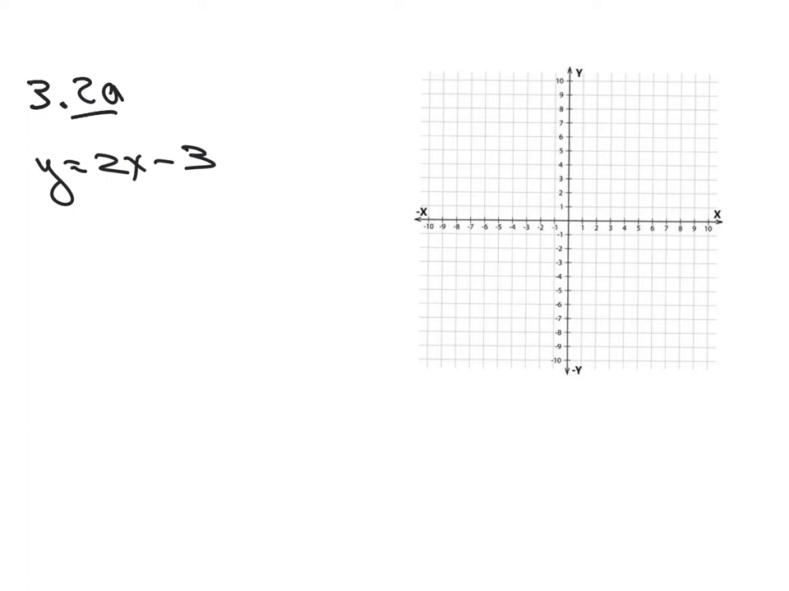So let's go ahead and graph this. Example 1 says find the slope. So what we're going to do is graph this first with an x and a y. And remember from a while back, we put a couple numbers in here.